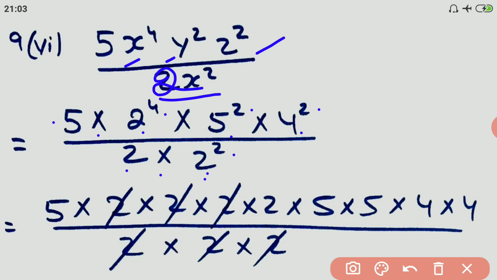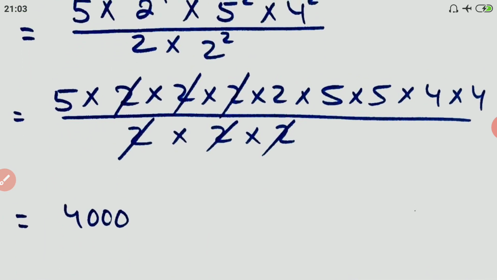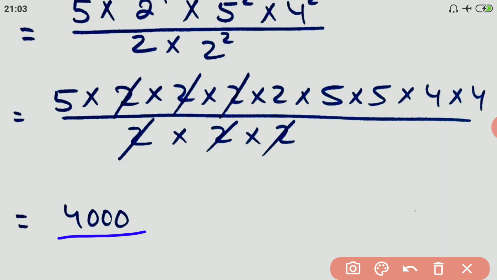Now expanding it, we shall get 5 multiplied by 2 into 2 into 2 into 2, that is 4 times, multiplied by 5 into 5 multiplied by 4 into 4 upon 2 into 2 into 2. So here you can see these three 2's can be cancelled by these three 2's. So 1 2 3 cancels 1 2 3, right? And the remaining numbers need to get multiplied. After multiplying we shall get 4000. So I hope you have understood number 6 also.